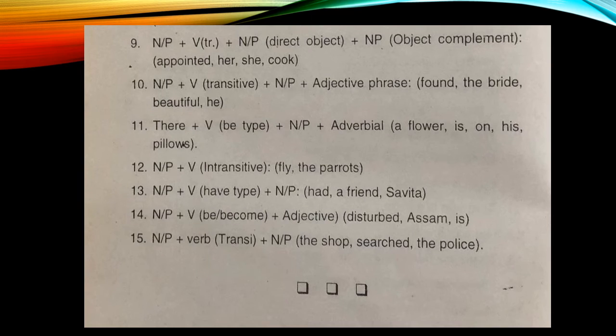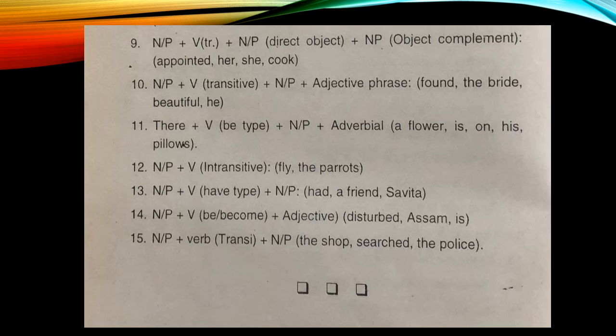So the same exercise continues in this slide too. Here also the sentence pattern is given, then the group of words are given in the bracket, and you have to form a proper basic sentence according to the pattern and the words given. So in the ninth sentence we have the subject, which will be a noun or a pronoun, plus verb transitive plus direct object, and then you have the object complement.